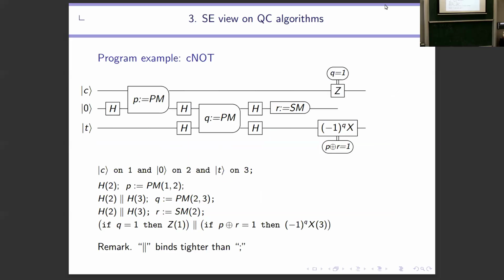Okay, so now let's go through our circuit. I'll show you the programming language. So this is a circuit. We describe circuits on the level of diagrams. So this is our syntax for input. And then you execute a Hadamard gate on wire 2. Then you execute a parity measurement on lines 1 and 2, and you have classical output.